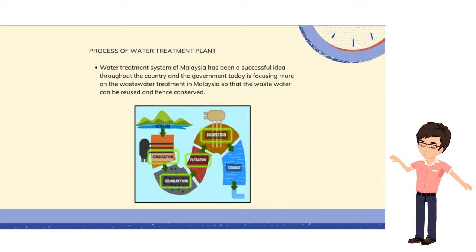Process of the water treatment plant. The water treatment plant system in Malaysia has been successful throughout the country, and the government today is focusing more on wastewater treatment so that wastewater can be reused and balance conserved. There are four stages. First is coagulation, second is sedimentation, third is filtration, fourth is disinfection.